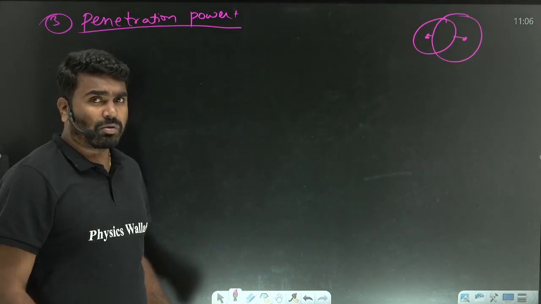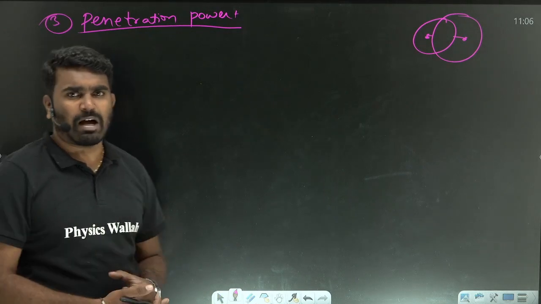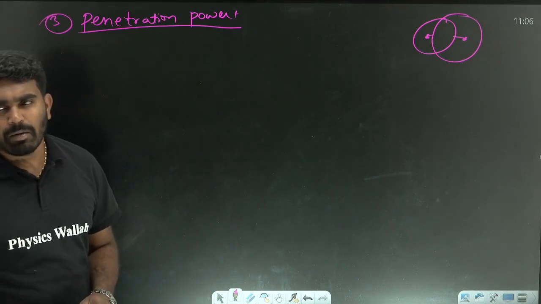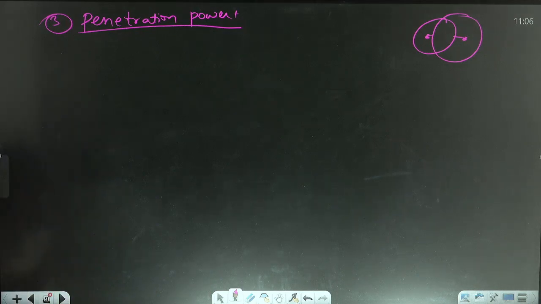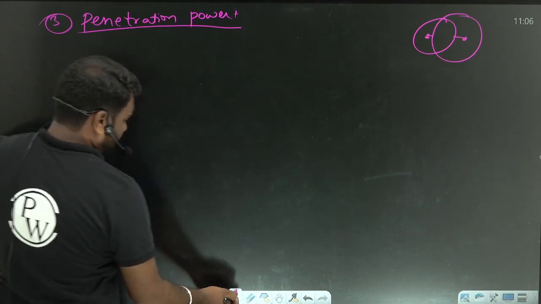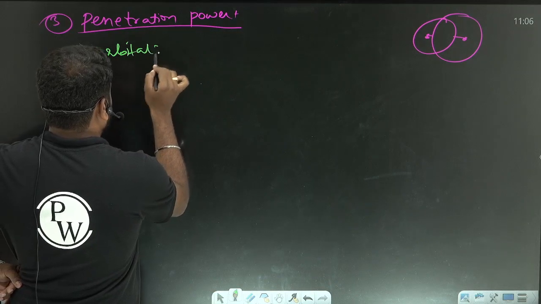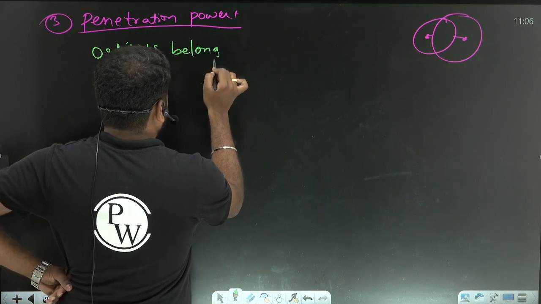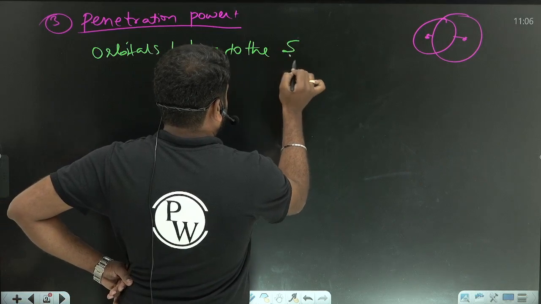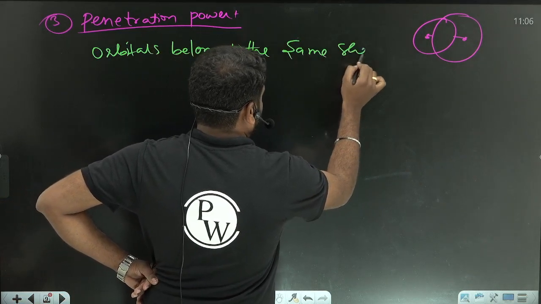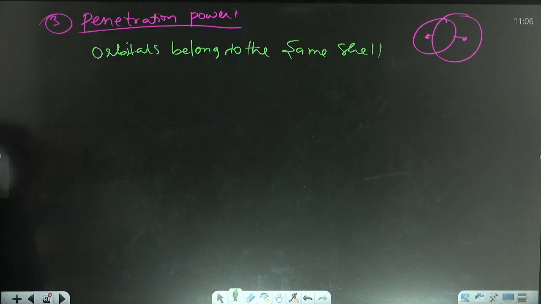Same atomic orbitals will be having different penetrating power. In particular, orbitals belonging to the same main shell have different penetrating powers. Orbitals belonging to the same shell have different penetrating power.